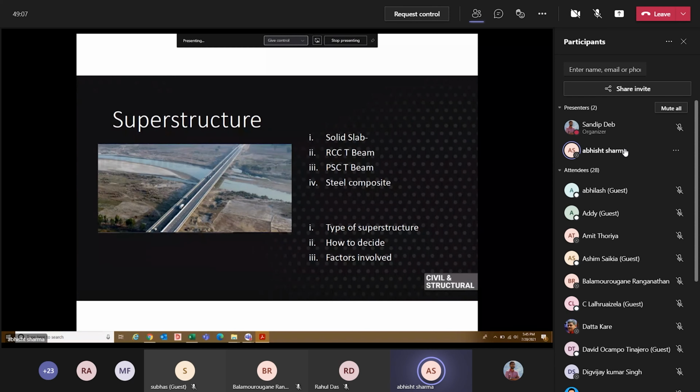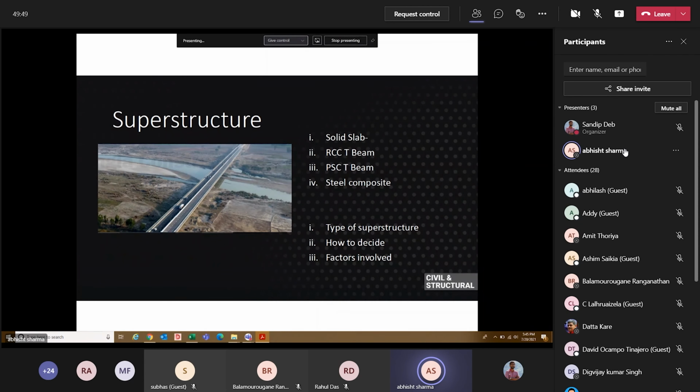Now, for the superstructures, we can have different sorts of superstructures. Like I told, we can have different kinds of spans that we generally fix after a lot of calculations, site recommendations, hydrological calculations, and geotechnical calculations that we conduct on the site. We fix those spans with some studies. Then we can decide where we can put a solid slab, an RCC T-beam, a PSC T-beam, or a steel composite. More or less, steel composites you can see in railway bridges.